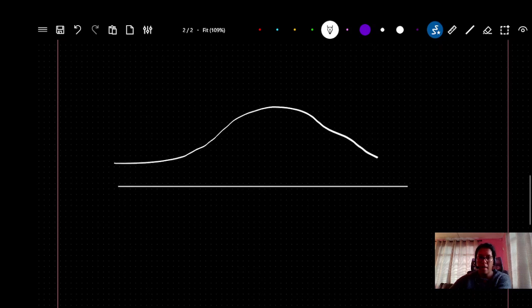So first of all, we have our bell-shaped curve, like we drew earlier. It's a bit like this. Then we have our mean, which is here, right in the middle, which is our mu.